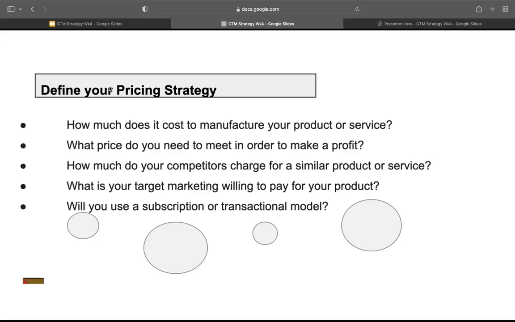Then, will you use a subscription or transactional model? You mentioned Remini, right? Remini is a subscription thing, either weekly, monthly or yearly. There's a particular amount you're paying. That's a subscription. Or is it transactional, where they pay once and they get their product, or they have to keep paying to use your product? Those are the kind of things that you use to define your pricing strategy.